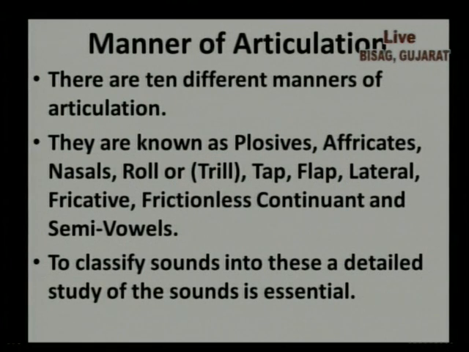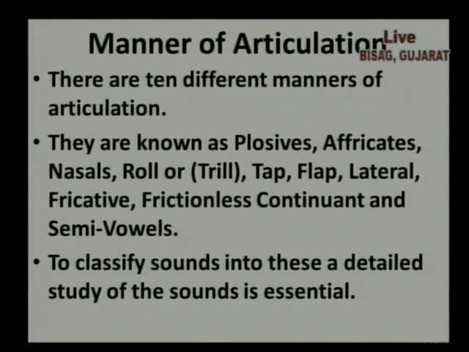P, for example, p, b, m. No, m is a nasal sound. I'm so sorry. I just talked about that. Okay, all right.